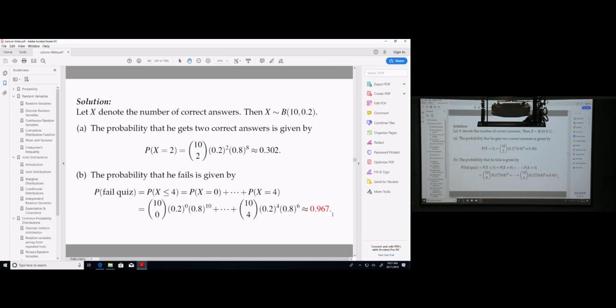Now maybe you can try this. Suppose you have 10 questions, and then this is 0.2. Suppose you have 20 questions, and then it's still 0.2. And now in our case, we want to have 10 in order to pass. So you want to calculate x less than or equal to 9 for that particular 20 and 0.2. What do you think? Will the probability go up or will the probability go down?